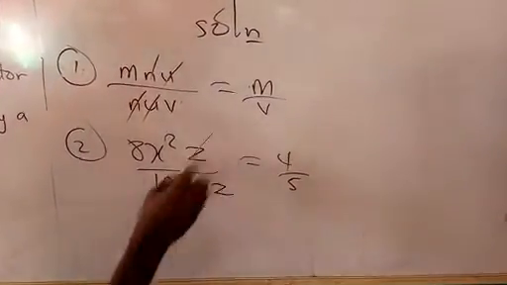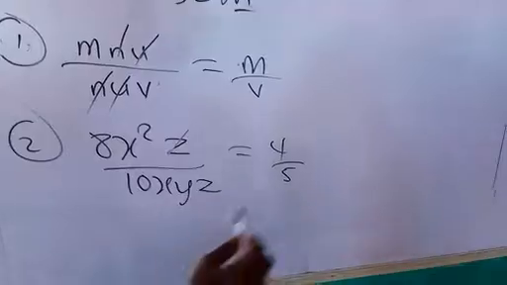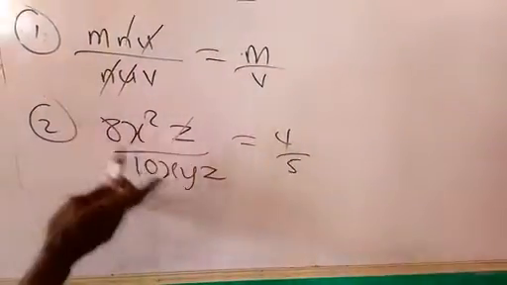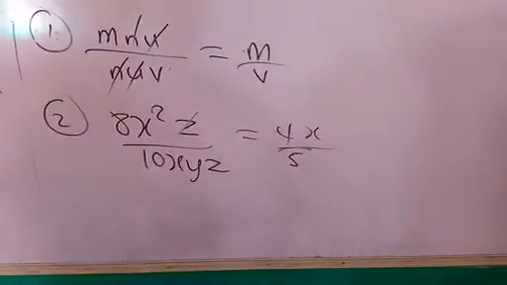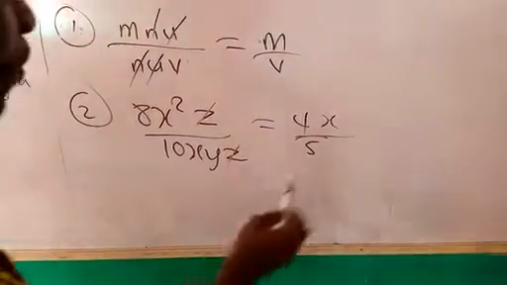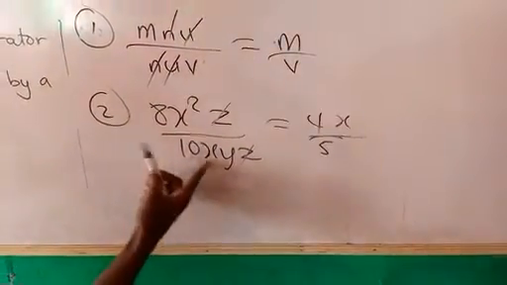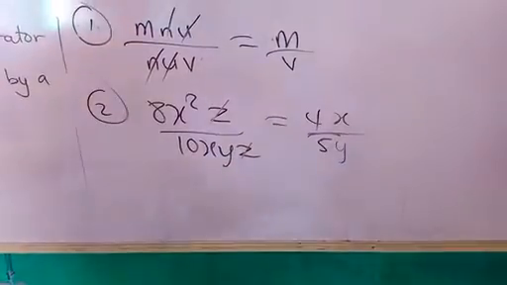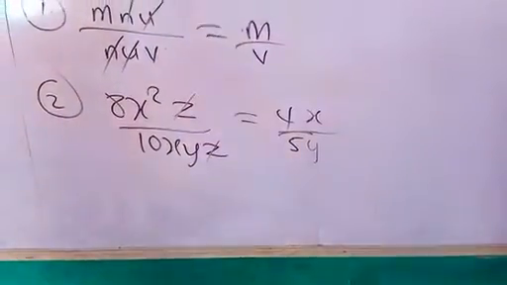Now, z can cancel z here. Let us look at s. s can cancel one of the s, so only a single s will be left on top. The z on top cancels the z below. Underneath there is no s, but we are left with y underneath. Therefore, this is our final answer. We cannot solve more than this.